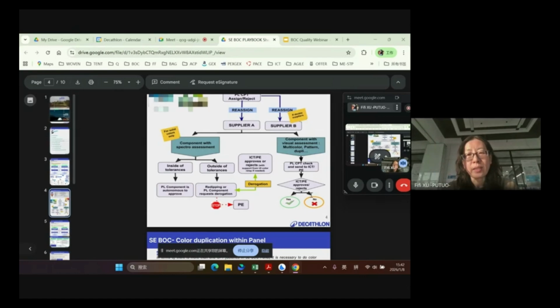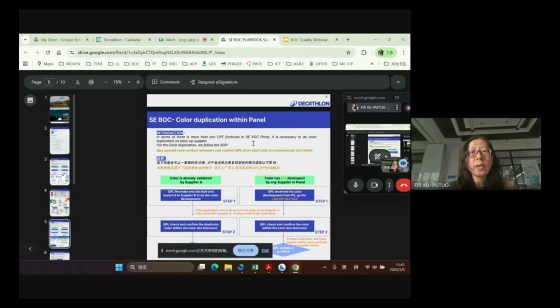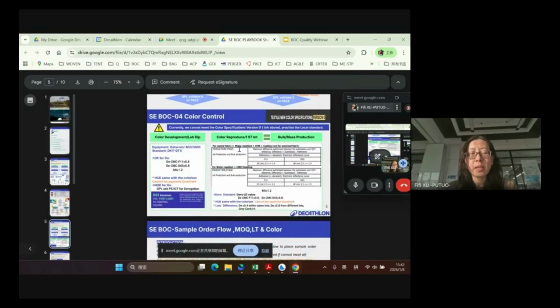Now the color was validated. After validation, PE will get an email from the PACE system automatically, so he will know when the color is ready. After the color is ready, the finished goods supplier can make an order.